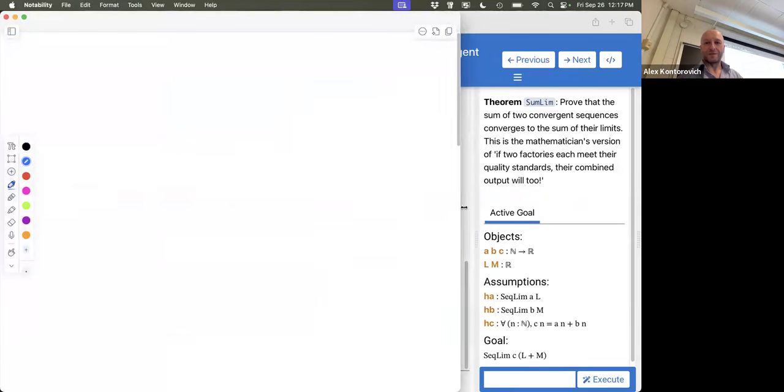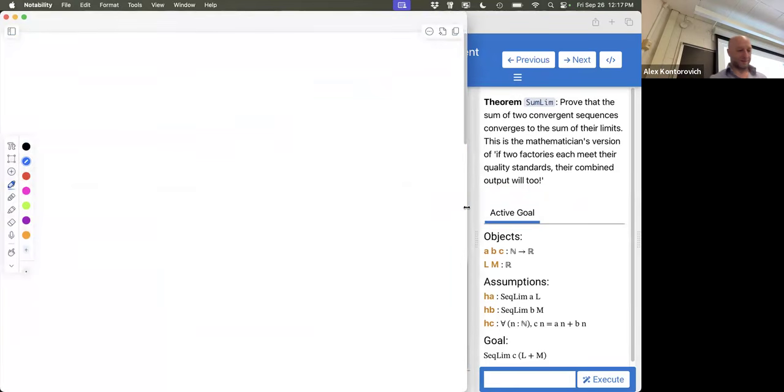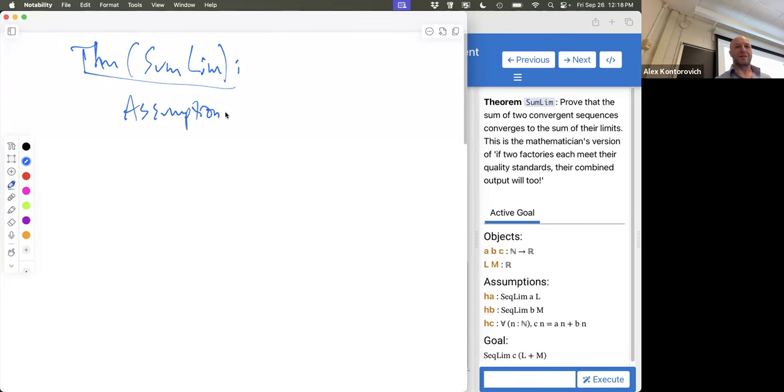Okay, great. So, theorem. The theorem is called sum lim, which says what happens to limits as you sum them. Okay, so our assumptions are that a sequence an goes to L and that a sequence bn goes to M, right? You see that this hypothesis is called HA, this hypothesis is called HB.